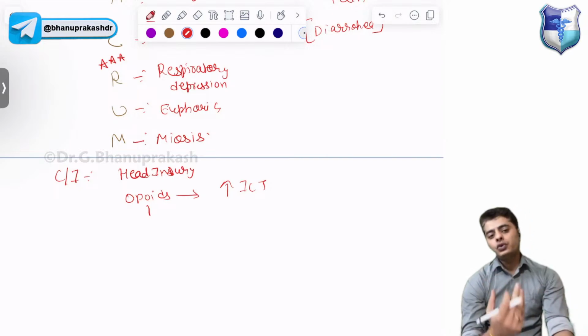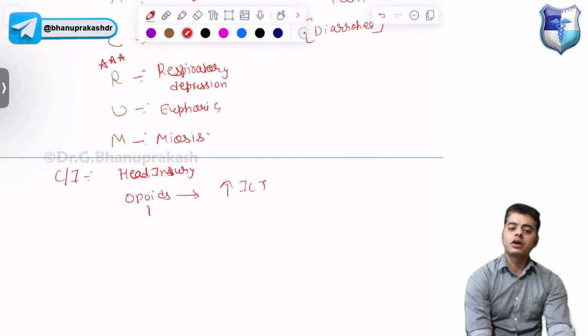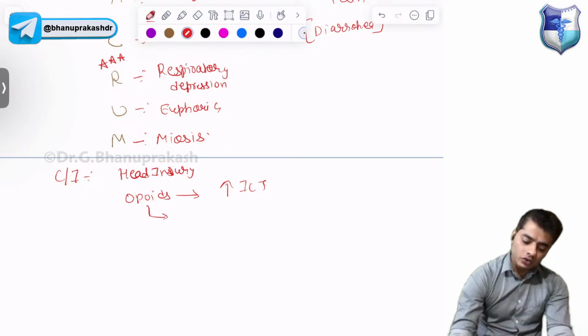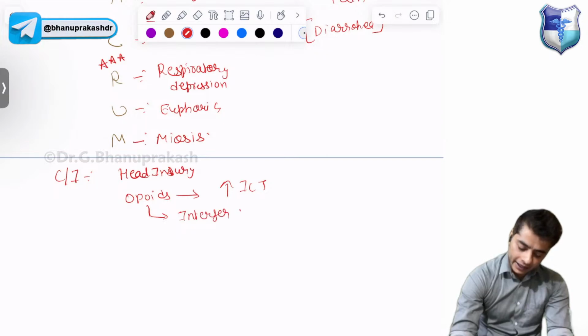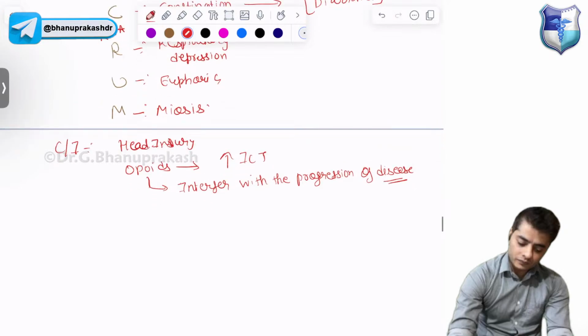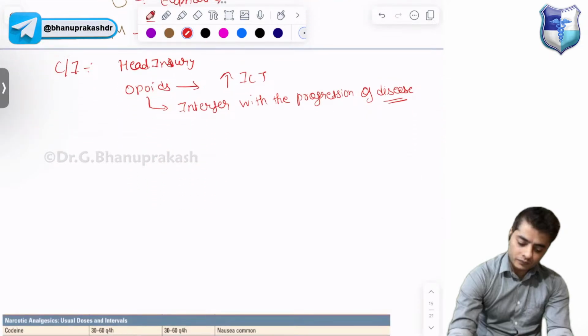So if we want to check whether our patient is progressing or not, how will we check? Because opioids themselves will cause miosis, so it will hamper or interfere with the progress assessment. Be cautious when you're prescribing opioids.